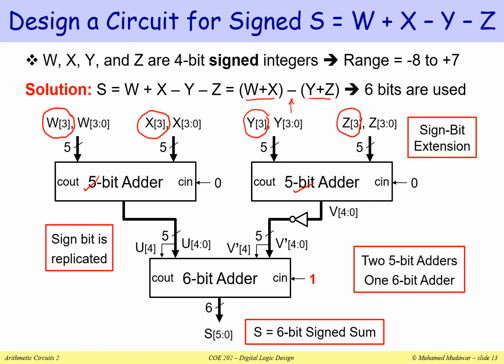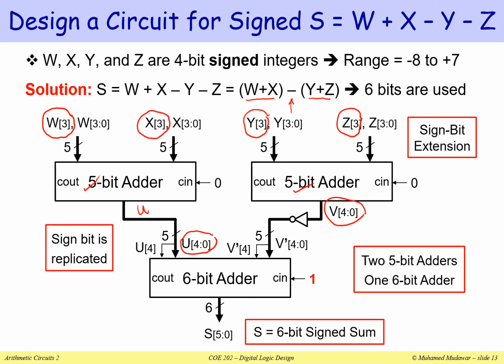I'm calling W plus X, U, so the output here is U. And the output here is V. U consists of 5 bits, 4 down to 0, and the same thing for V. V also consists of 5 bits. So these 5-bit adders are going to produce a 5-bit sum, with the bits numbered from 4 down to 0.